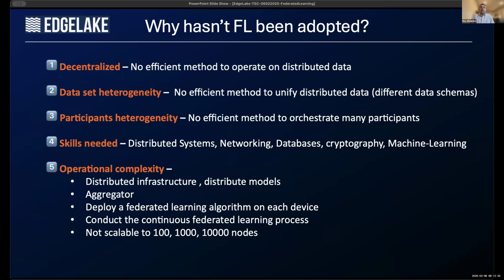Another key challenge is dataset heterogeneity. Everyone has potentially different schemas with their data, and so there's no efficient method to unify distributed data in a seamless way. Another key challenge is that participants are also heterogeneous, and so there's no efficient method to orchestrate many participants and entities in a unified way. And even if there was a way, you need skill sets from across the entire tech stack. You would need distributed systems engineers, networking engineers, database engineers, cryptography engineers, and machine learning engineers. All these engineers would have to work together to build a federated learning pipeline and process.